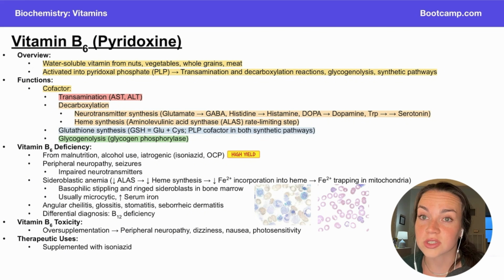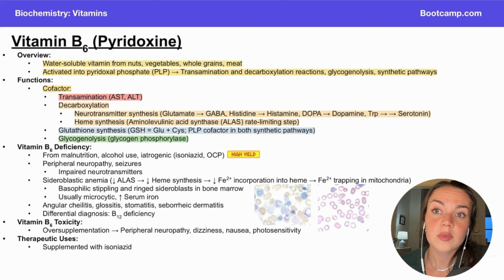Vitamin B6 deficiency, for whatever reason, is very, very high yield. Vitamin B6 deficiency can come from a couple of different places, and it's very important to know all of these. It can come from malnutrition, as you may have guessed. It can also come from alcohol use, which is very high yield, and then it can be iatrogenic, so it can come from medications that we prescribe. One that is so high yield for whatever reason is isoniazid. Isoniazid being a tuberculosis drug. This can precipitate a vitamin B6 deficiency.